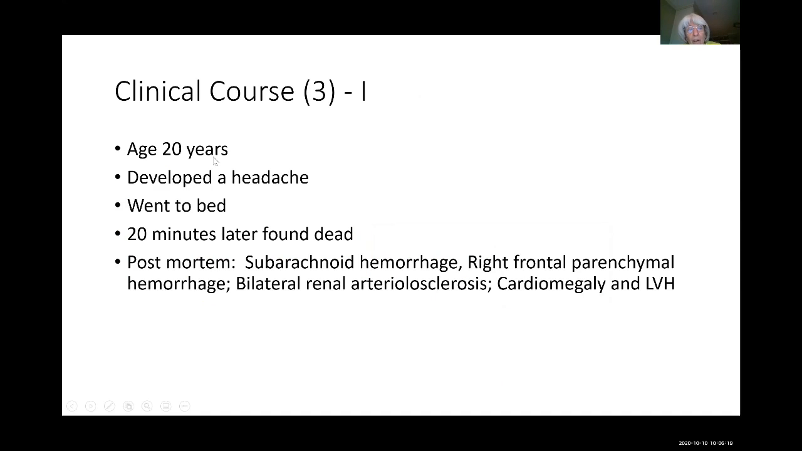And then a year after the heart attack, he was 20 years old. He developed a headache. He lived with his grandmother, and he told her he had a headache. He was going to go lie down. He went to bed. 20 minutes later, she found him dead in bed.